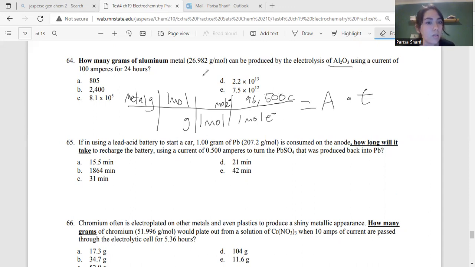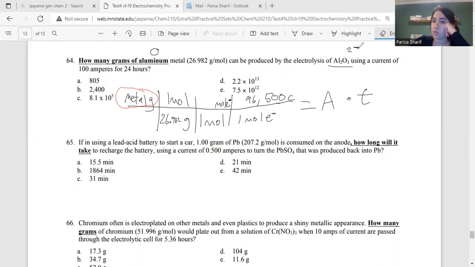So metal is what we're trying to find. This is what we're trying to figure out. So let's put in what we have. We have 26.982 grams. Nice. Now, moles of electrons. Aluminum by itself is going to be 0 oxidation state because it's a solid by itself. And then here we have aluminum oxide. Aluminum is not a group 1 or group 2 metal, so it doesn't really have priority. What takes priority is going to be the oxygen here.